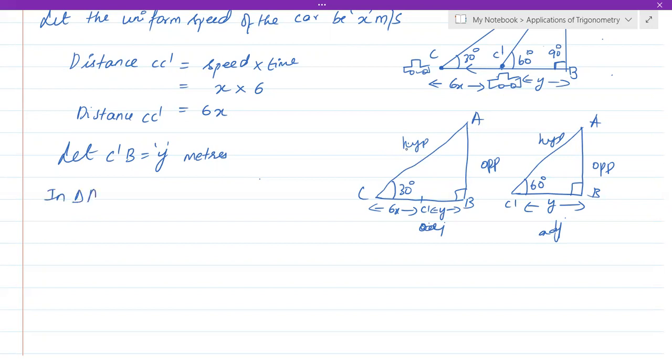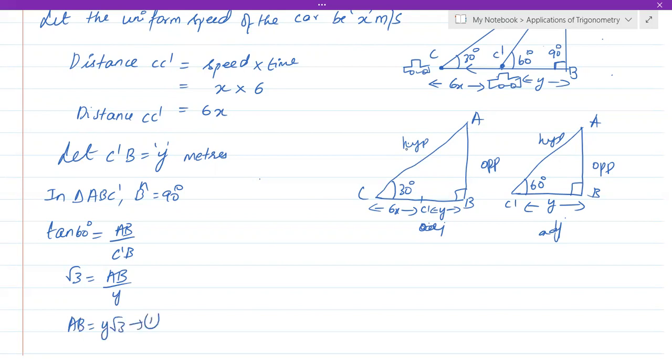In triangle ABC dash, angle B is 90 degrees. Therefore let's find AB using tan. Tan 60 degrees is equal to opposite side AB over adjacent side C dash B. Tan 60 is √3. AB we'll keep as it is, and C dash B we have taken as y. Therefore, if you cross multiply, you get AB as y root 3, equation 1.